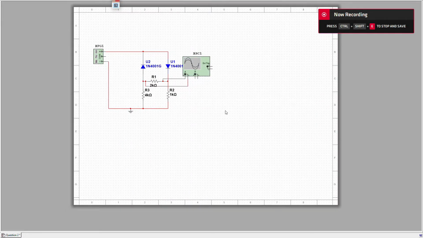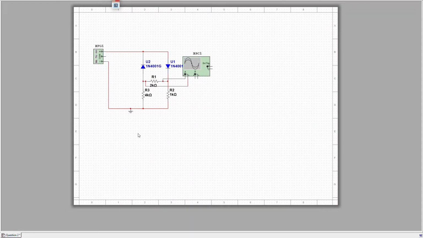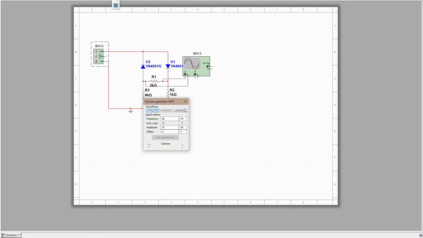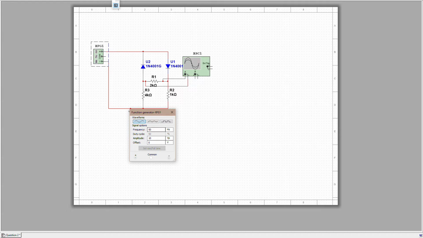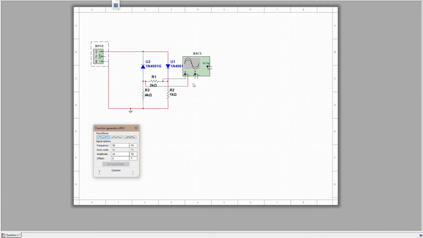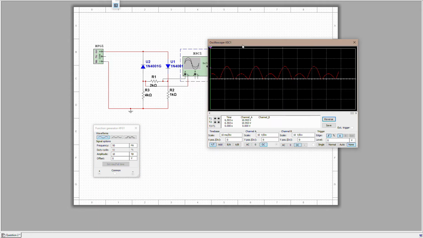Okay, this is the circuit in the Multisim simulation. First, you see a function generator and 2 diodes made like in the question, and 3 resistors: 2 kilo ohm, 1 kilo ohm and 4 kilo ohm. These 2 diodes are germanium diodes. Okay, first we see the function generator. The frequency is 50 Hz and the amplitude is 10 volt peak.